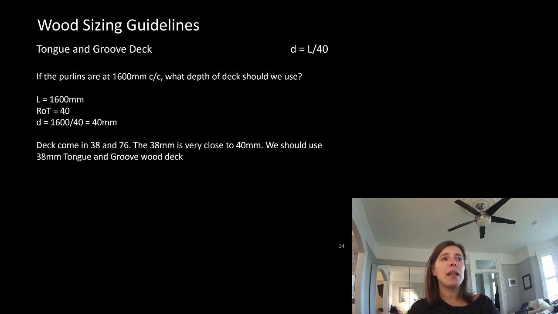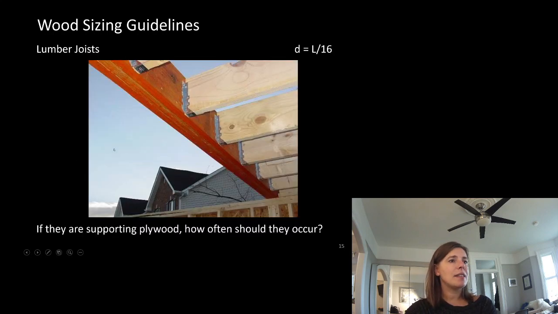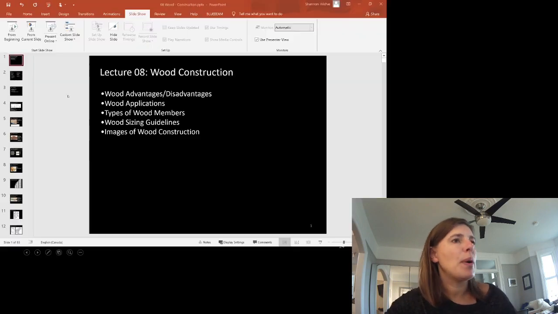So let's take a look at tongue and groove. If we had purlins at 1.6 meters center to center, what depth deck should we use? So we have a length of 1.6 meters or 1,600 millimeters. Our sizing guideline is 40. So length divided by 40 gives us 40 millimeters. I said our tongue and groove deck comes in... this is a typo here.